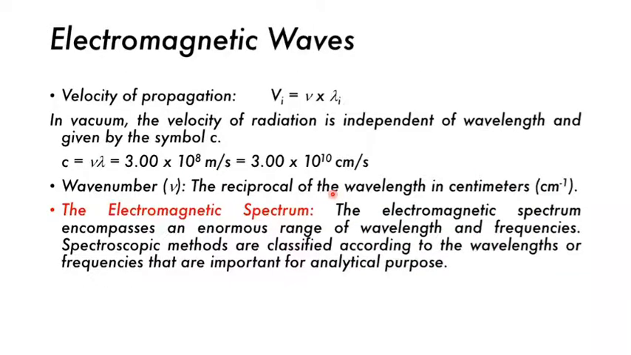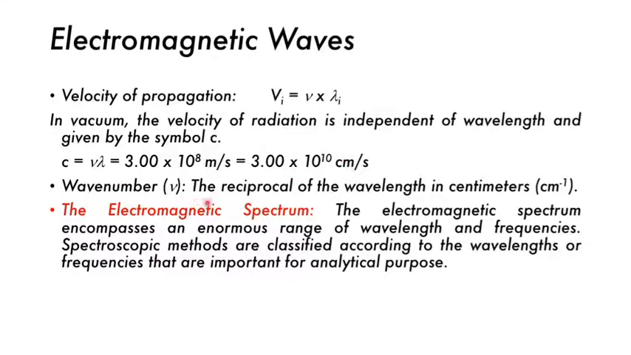So, electromagnetic waves. We can look at the velocity of propagation. The velocity is related to the frequency times the wavelength. In a vacuum, the velocity of radiation is independent of wavelength and given by the symbol c, the speed of light. So c is equal to v lambda, which is equal to 3.0 times 10 to the 8 meters per second, or 3.0 times 10 to the 10 centimeters per second, just different units.